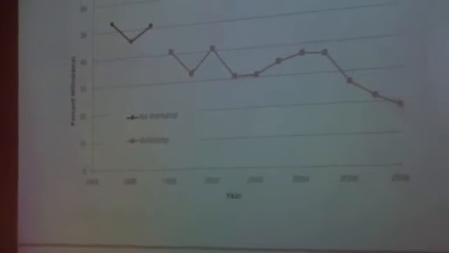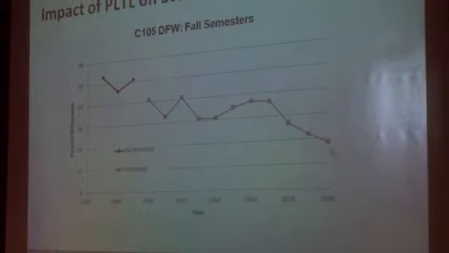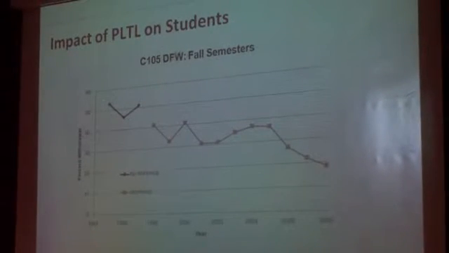This is IUPUI data. They're looking at the DWF rates, and they actually keep going down. That's the drop, fail, withdraw rate. This is the number of students that are dropping out or failing or withdrawing from the course. So this is not the pass rate. This is the opposite, so it should go down.